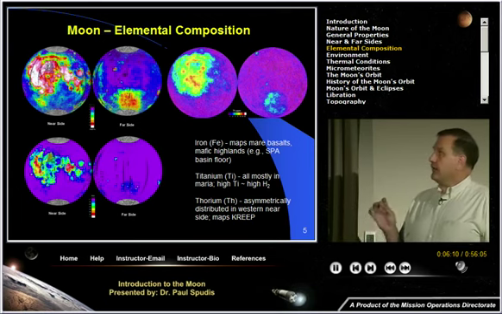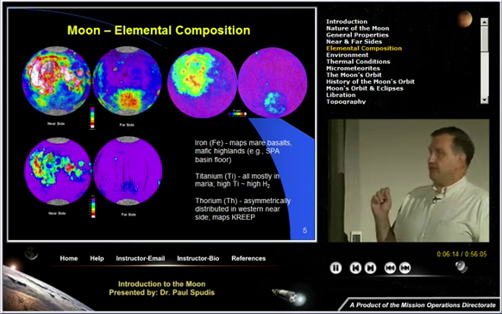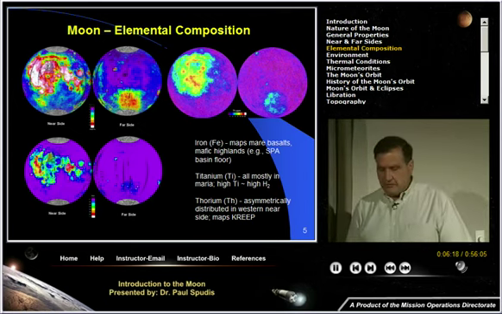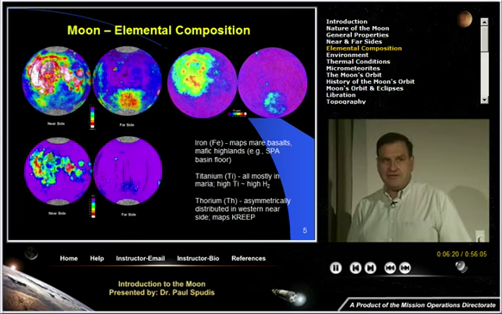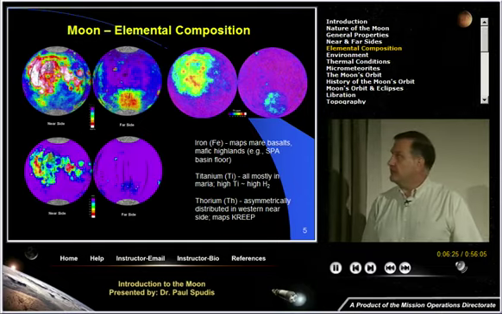And it's very concentrated in the western hemisphere, but notice also, again, the far side, the central floor of the South Pole Aitken Basin shows a thorium anomaly. So that's very telling about lunar evolution. In fact, the distribution of elements tells us a lot about how the moon formed and evolved.